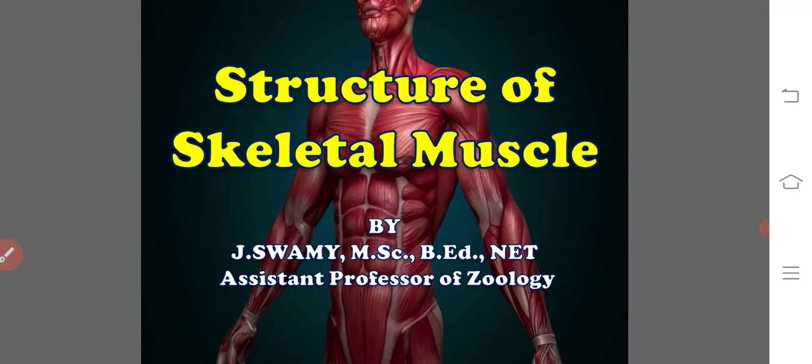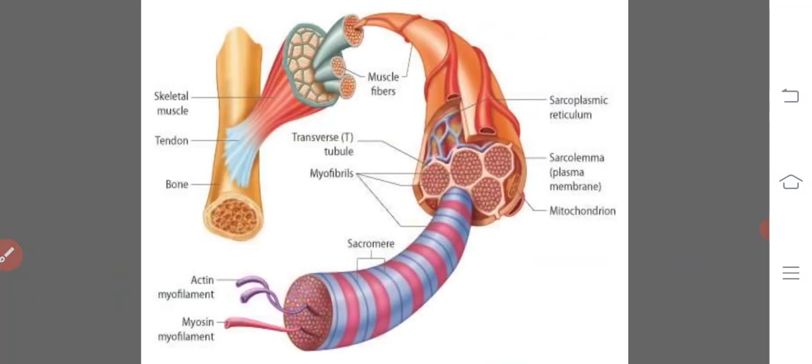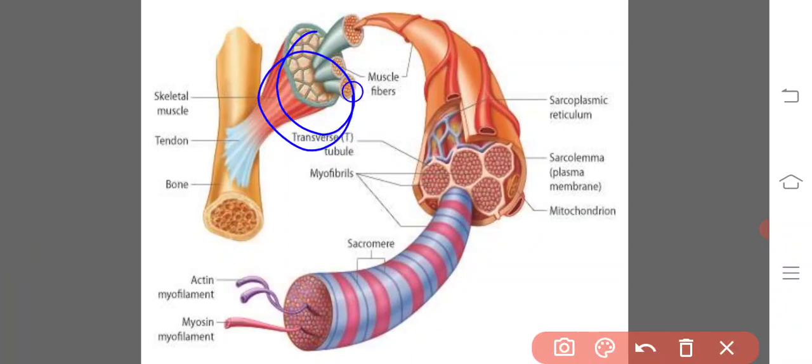In this class, we are going to discuss the structure of skeletal muscle. Generally, skeletal muscles are composed of skeletal muscle cells, which are called muscle fibers. These muscle fibers are always in association with the connective tissue, blood vessels, and nerves.